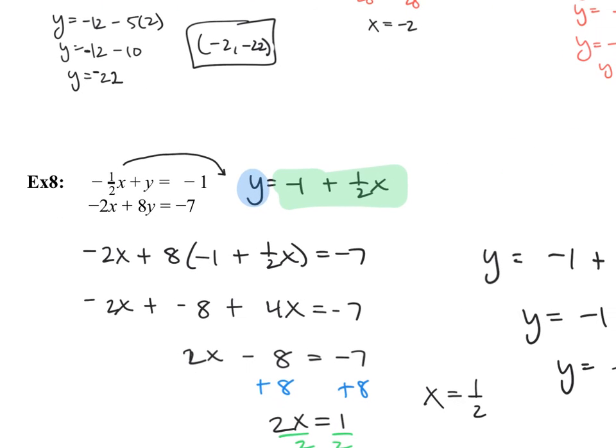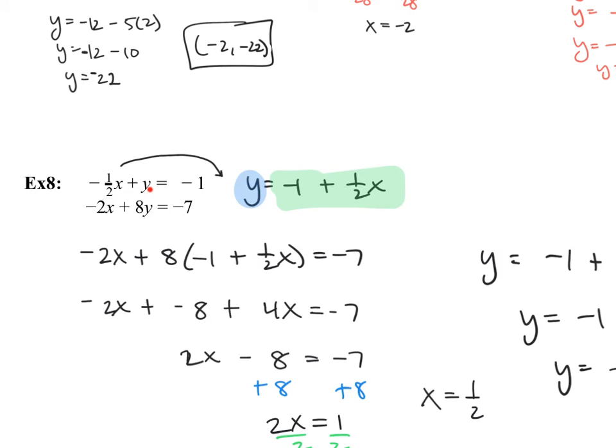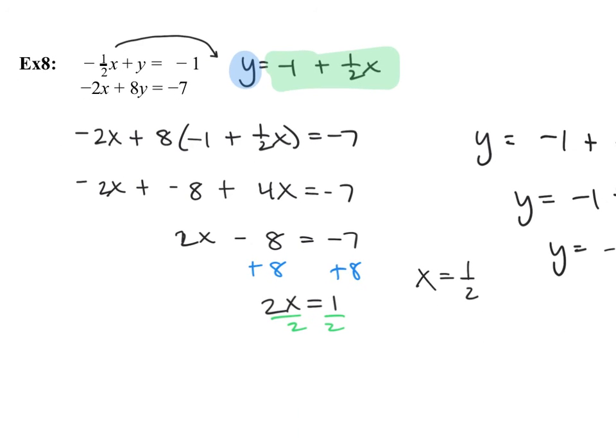On example 9, although it says example 8, even though I had a fraction, it was actually pretty simple to get y by itself by adding 1/2 x to both sides. And so everywhere I see a y here, I can replace y with negative 1 plus 1/2 x. So I had negative 2x plus 8 times y, but I'm using negative 1 plus 1/2 x for y, equals negative 7. 8 times negative 1 is negative 8, and 8 times 1/2 x is 4x. Negative 2x and 4x combine to get 2x, minus 8 equals negative 7. I then added 8 to both sides, and divided by 2 to get an x coordinate of 1/2.